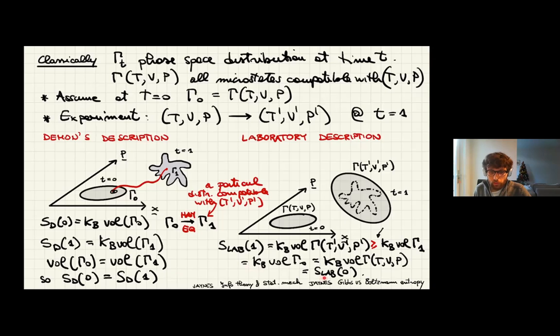And now we may say, well, but what's the right entropy? I mean, the laboratory entropy is increasing, the demon's entropy is constant. What's the right one? Well, essentially, if you erase the labels, and we just erase lab here and we erase D here, and we say, well, here entropy is increasing, here entropy is constant.